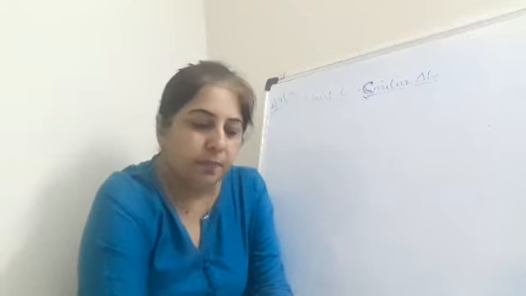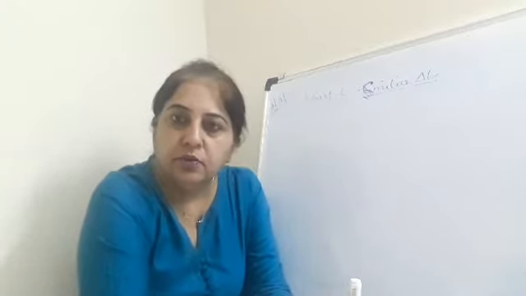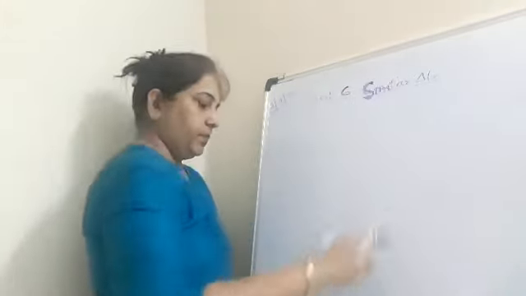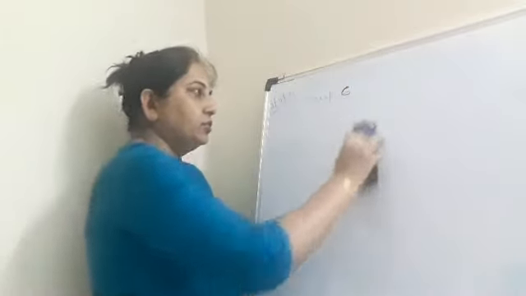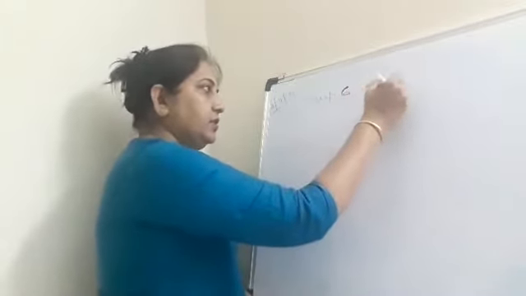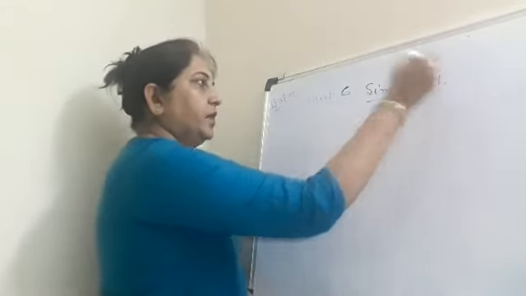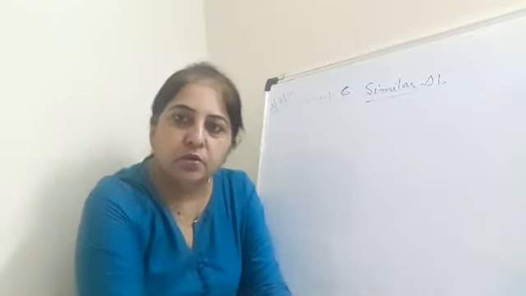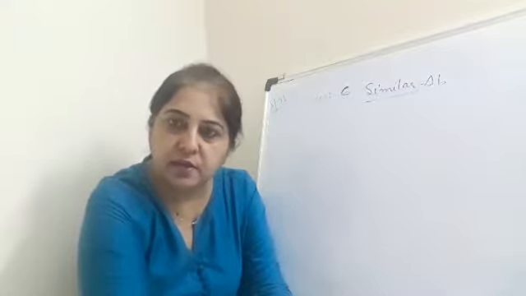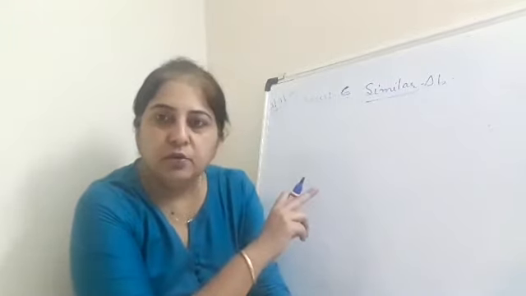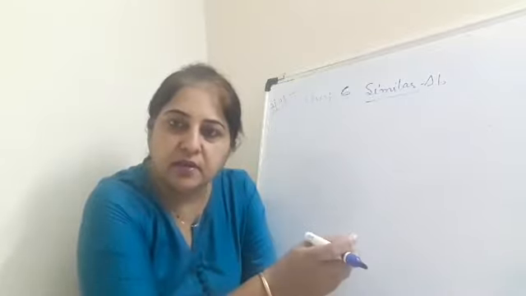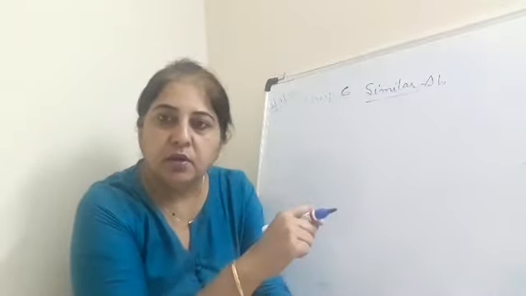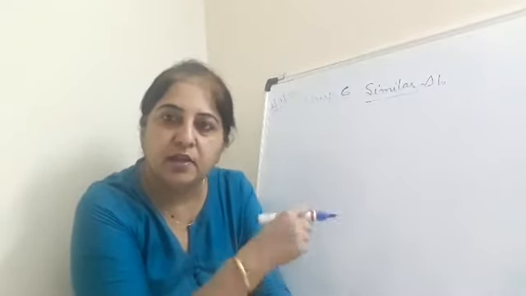Good afternoon, girls. Today I am beginning a new chapter in mathematics, chapter number 6, similar triangles. Before going into the main part of the chapter, we are going to first study the concept of similarity, how it is different from congruence. Congruence you have studied in your previous classes, and today we are going to study what are similar figures, how they are different from the congruent figures, and what is the symbol of similarity, what are the different conditions of similarity. All that we are going to study today.